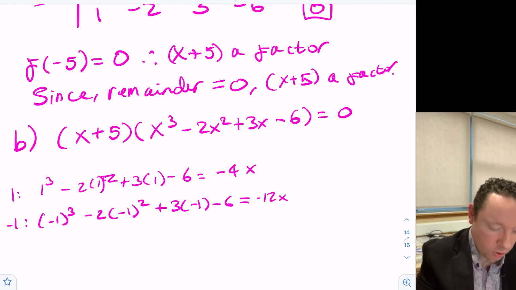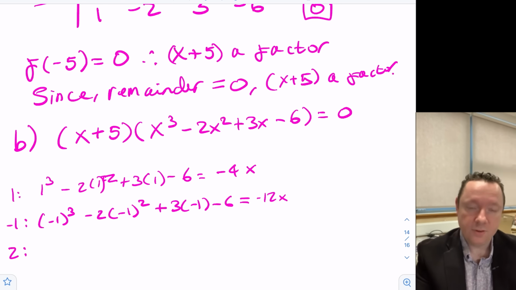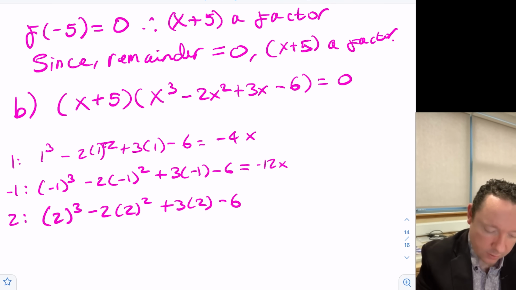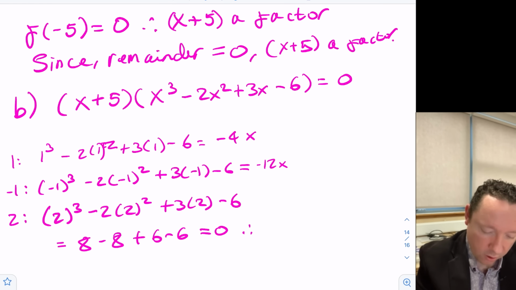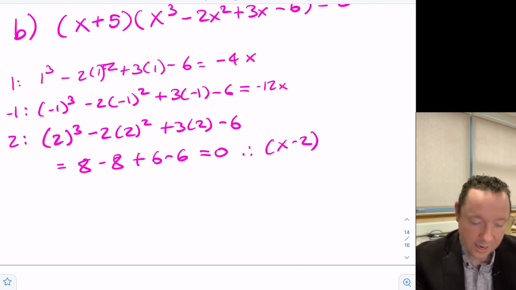So then you would try 2, and you're just doing it systematically. Once you get bigger, you can go back to synthetic division. I'll stick with this for 2, because it's quite simple. 2 cubed minus 2 times 2 squared plus 3 times 2 minus 6. That's 8. 2 2s are 4, times 2 is 8. Plus 6 minus 6, that's 0. Therefore, we've got another factor of x minus 2.